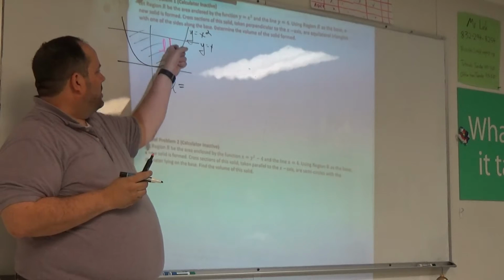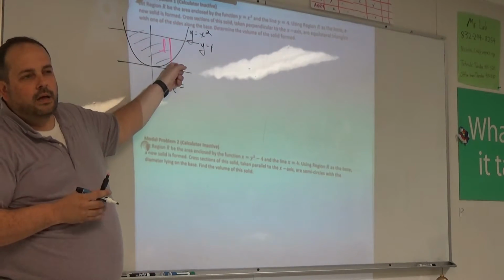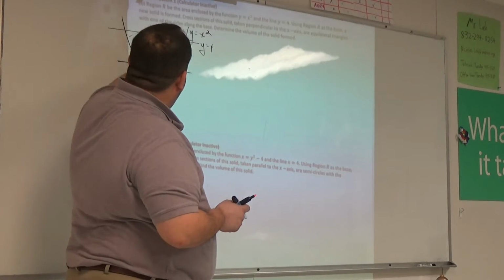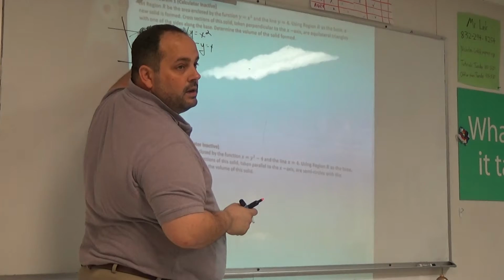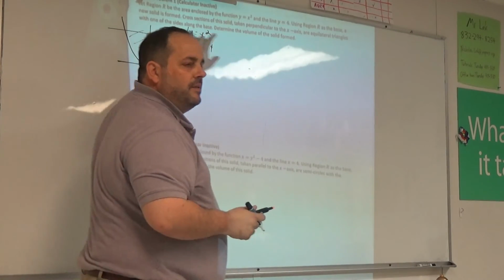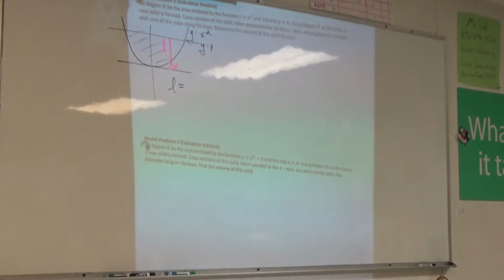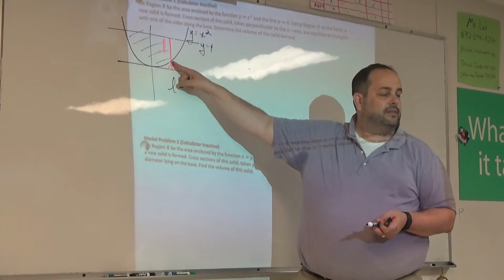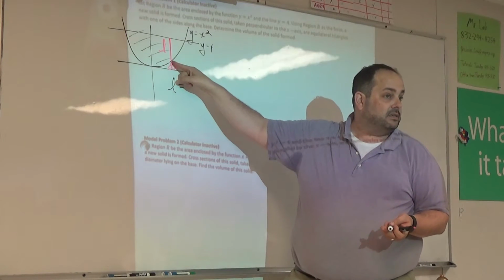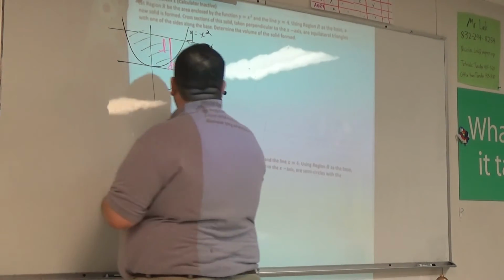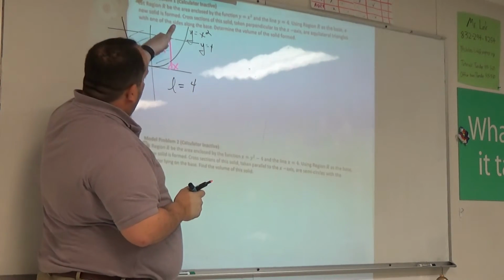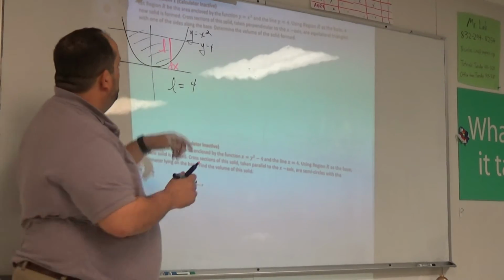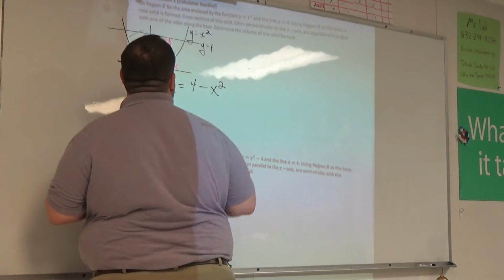Abraham, can you tell me how long L is going to be? How long is that slice going to be? Sorry, Edgar's got a big head, I can't see it. If I'm starting on the line y equals 4 and going all the way down to the parabola y equals x squared, how long's the slice? It's going to be 4. Careful, I'm not going down to the x-axis, I'm just going down to the parabola. So it's going to be 4 minus x squared.